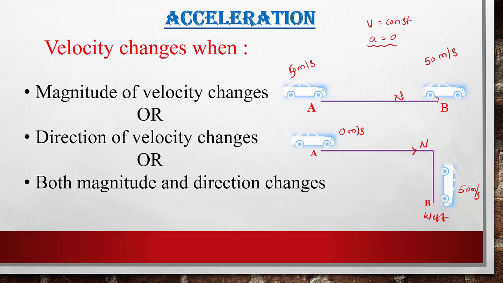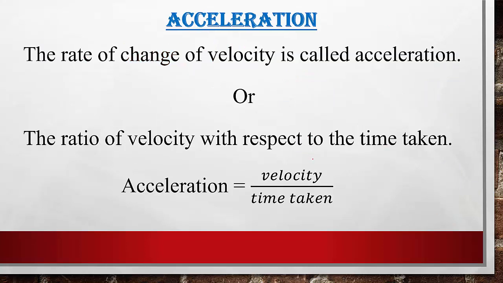Is it clear? So what is acceleration? Whenever the velocity of an object changes, we can say that the object is accelerating. Either its magnitude changes or direction changes, or both magnitude and direction change. Then how do we define acceleration? The rate of change of velocity is called acceleration. We know that the meaning of rate is with respect to time.